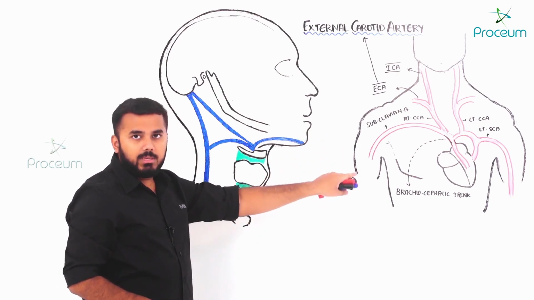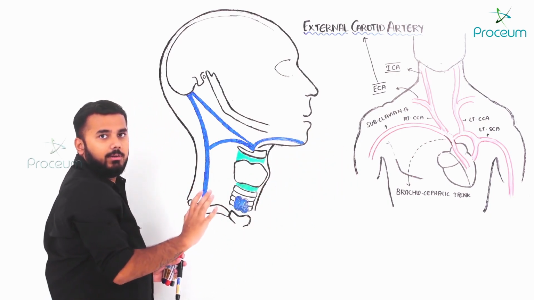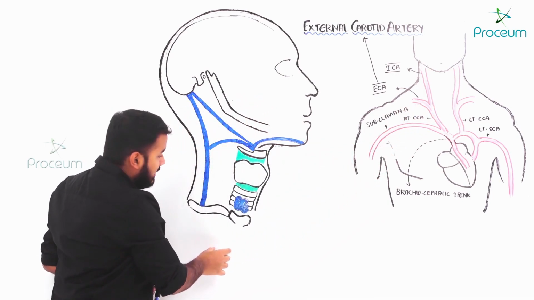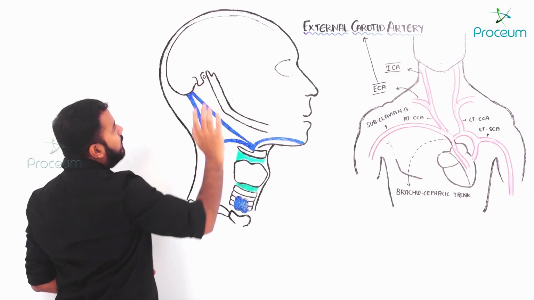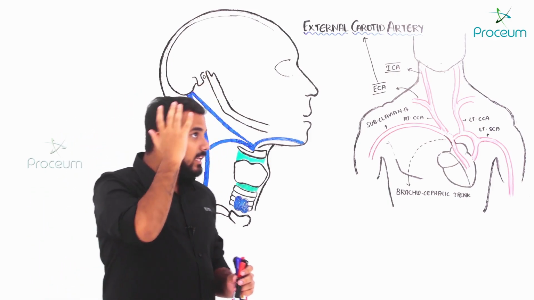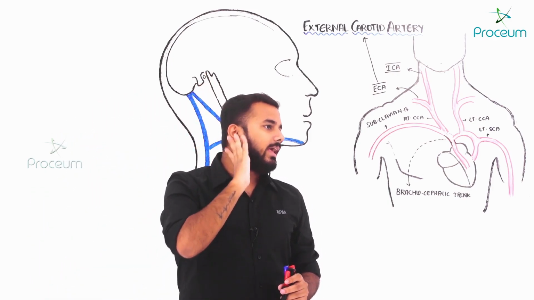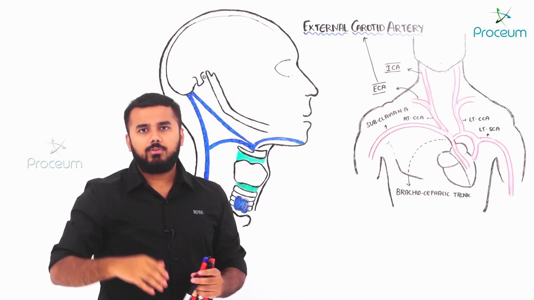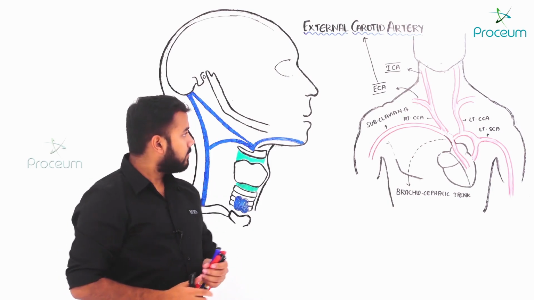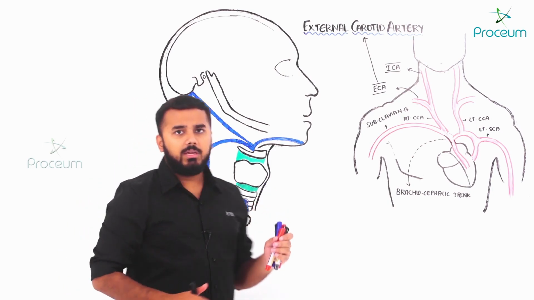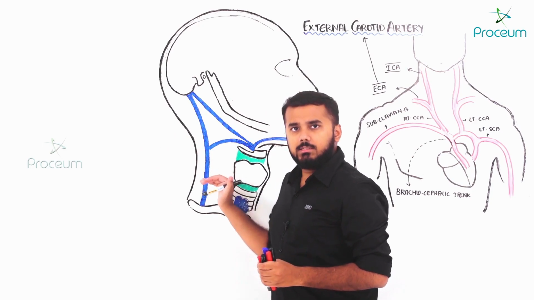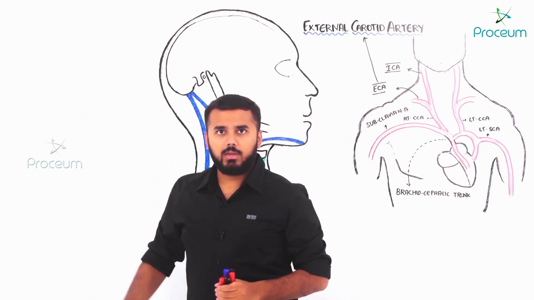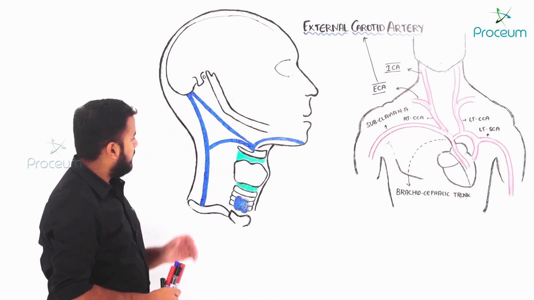I hope you are clear with the basics. Now we shall directly put the external carotid artery here and see how it supplies different parts of your neck, your face, and structures on the lateral side of your head. I shall be numbering the arteries and writing them down, labeling them on the other side.